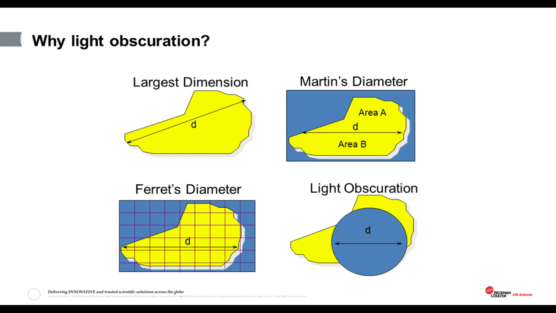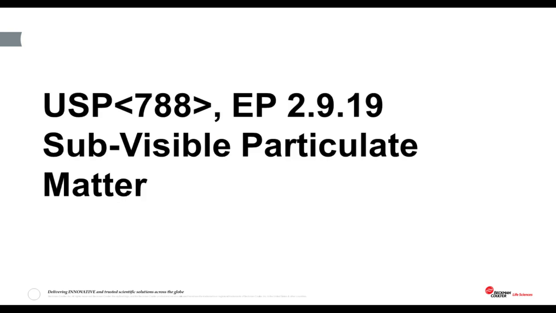And the resultant change in the electrical signal is then compared to those of the calibrating particles, and an equivalent spherical diameter can be assigned to the particle. Now, this method is far more repeatable and it's non-subjective, and that's why they use light obscuration, or recommend that you should.